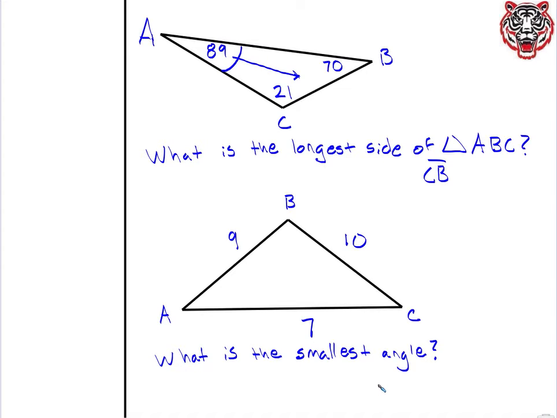B, right here? B. All right, thumbs up, thumbs down. Agree, disagree. That is the biggest. All right, Fiona, why'd you get B for the smallest angle? It's opposite of 7. Yeah, it's the opposite of 7. That's all I'm looking for.